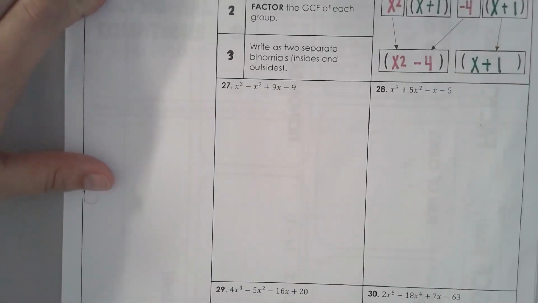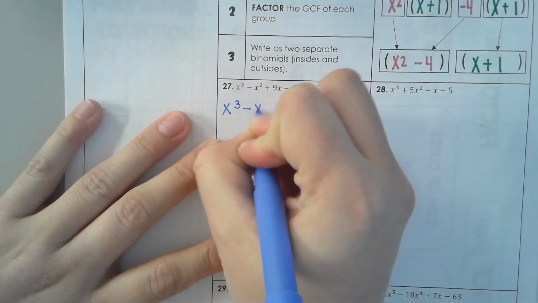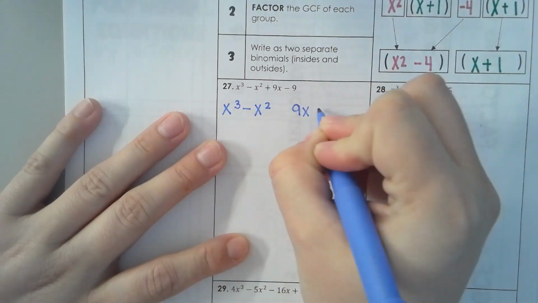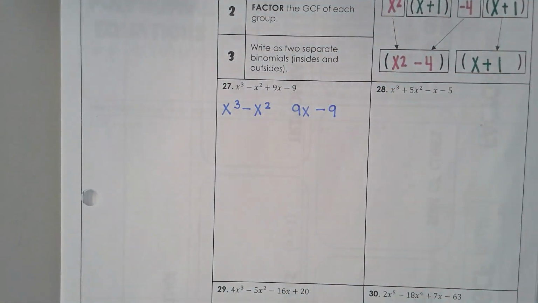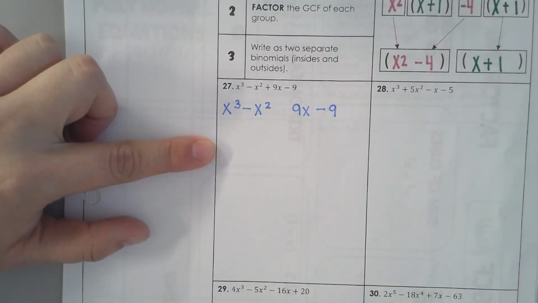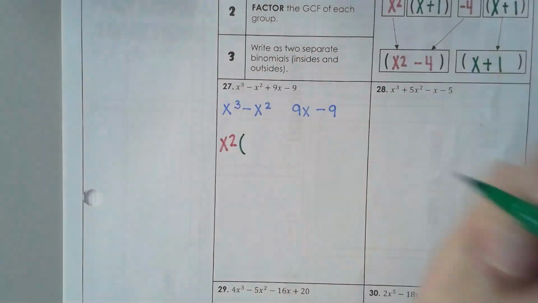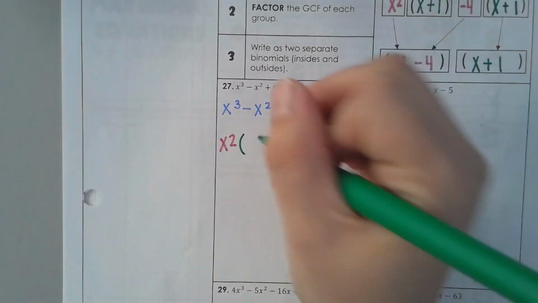So number 27, let's split them into groups. X cubed minus x squared, 9x minus 9. What's the GCF of the first group? X squared. Leaving me with what? X minus 1.